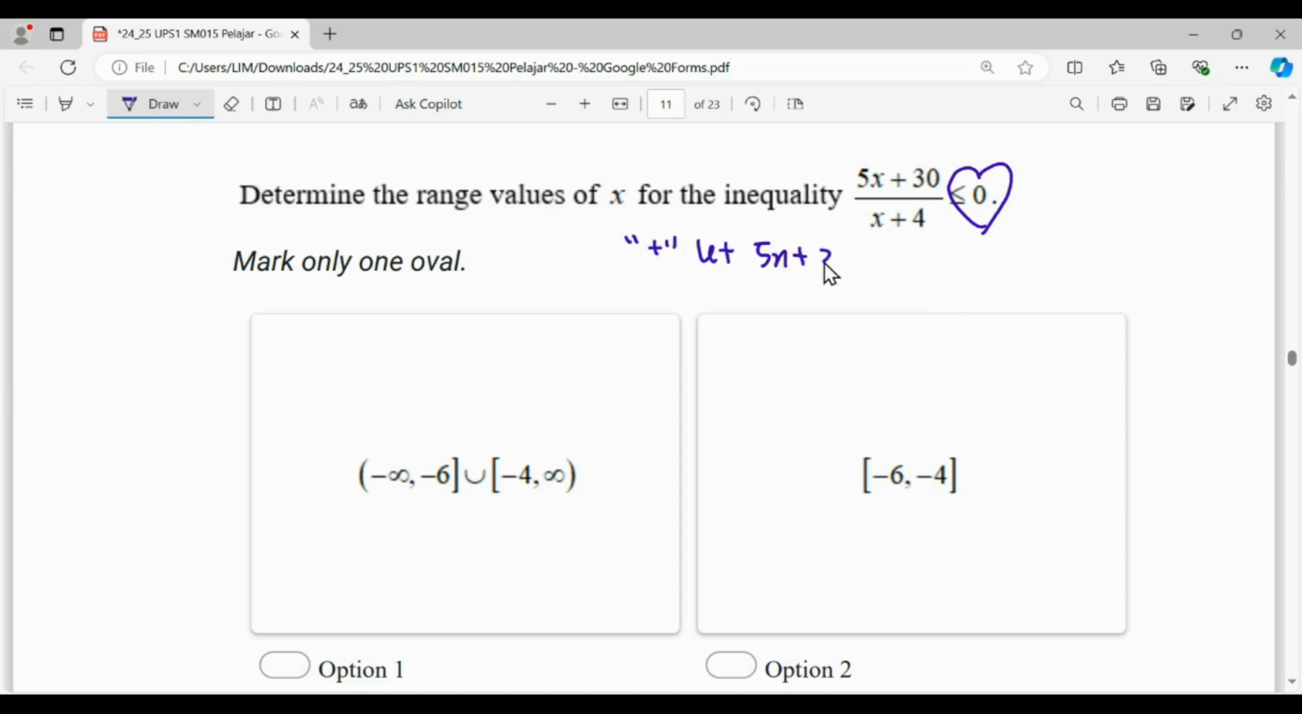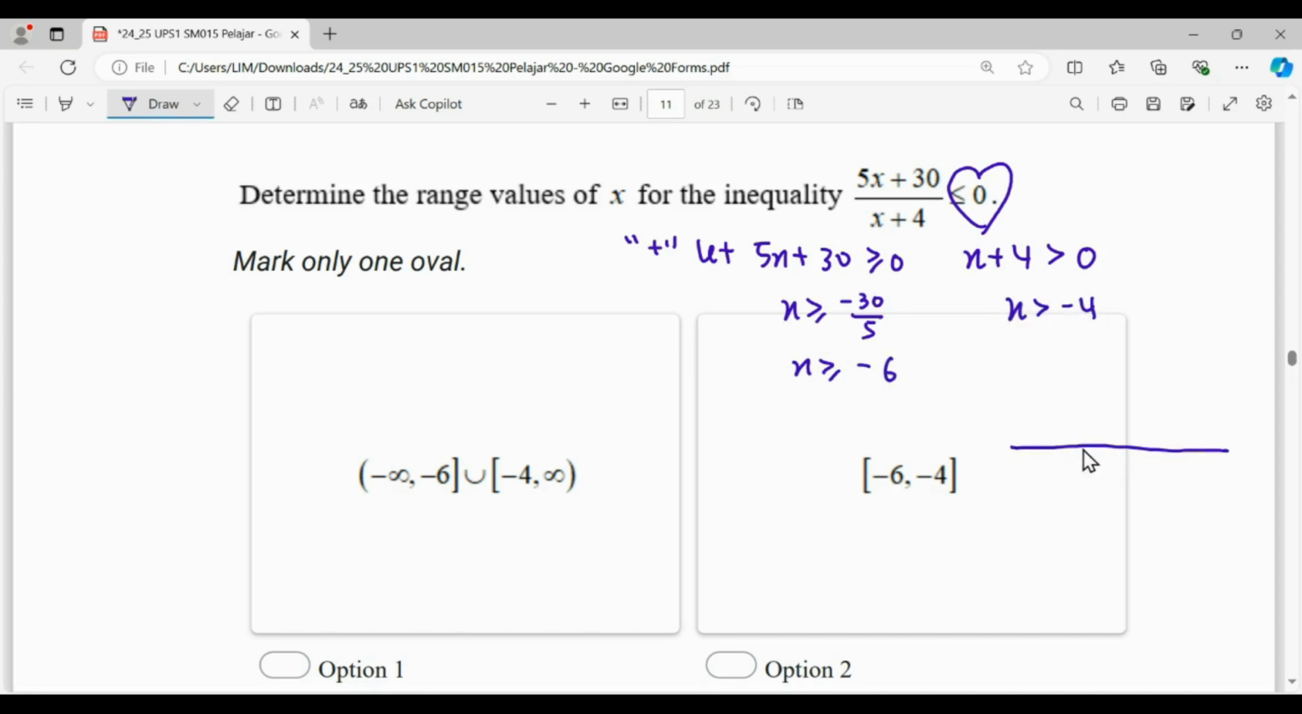We will let the numerator be more than or equal to 0, but the denominator cannot equal 0, so it can only be more than 0. So we let our numerator positive and denominator positive, so our method is using the positive number line. So x here will be more than or equal to negative 30 over 5, x more than or equal to negative 6, and x here more than negative 4.